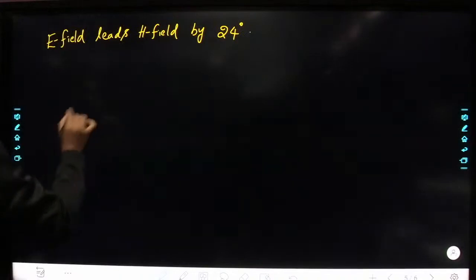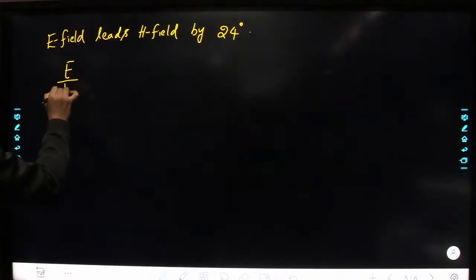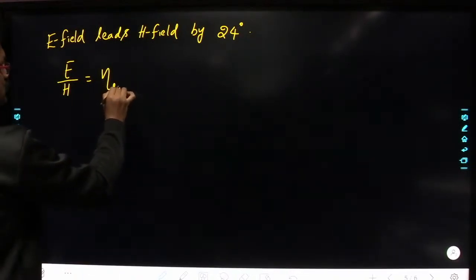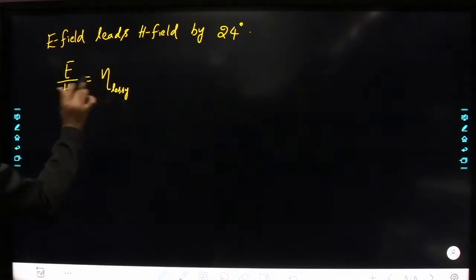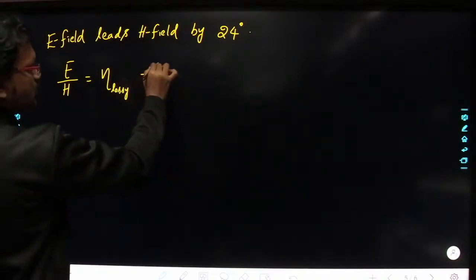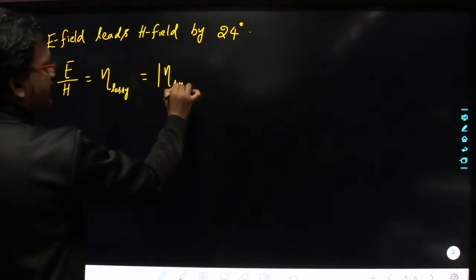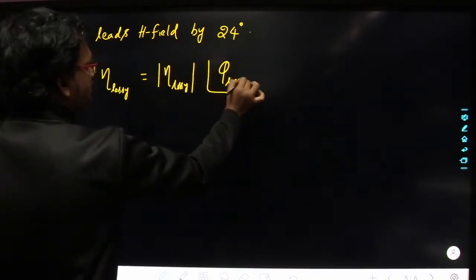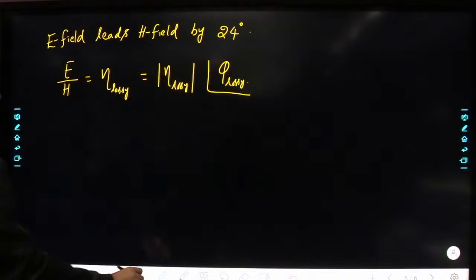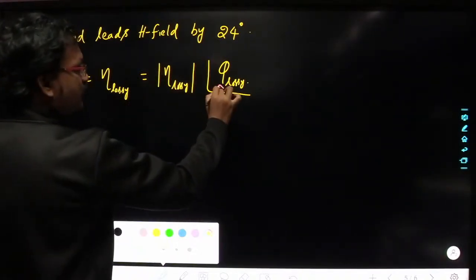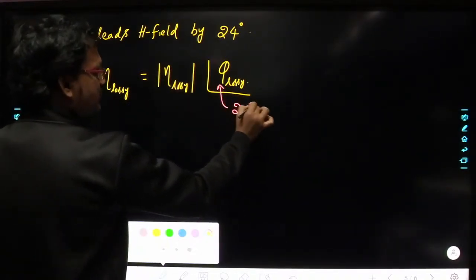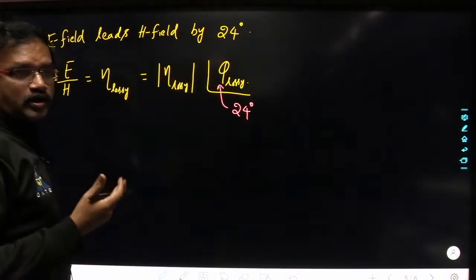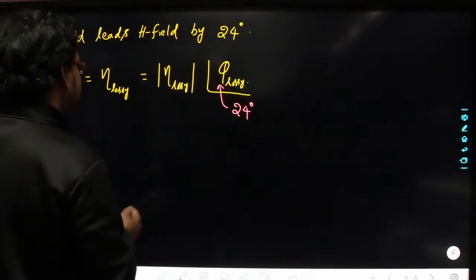So that means the E by H ratio here is nothing but the intrinsic impedance of the medium. Since this medium is a lossy medium, I am writing eta lossy. It is going to have magnitude as well as phase shift. The time phase shift between electric field and magnetic field, they have given us this phi lossy as 24 degrees. Now we know the expression for this phi lossy here. Already we have derived this one. Yes or no?